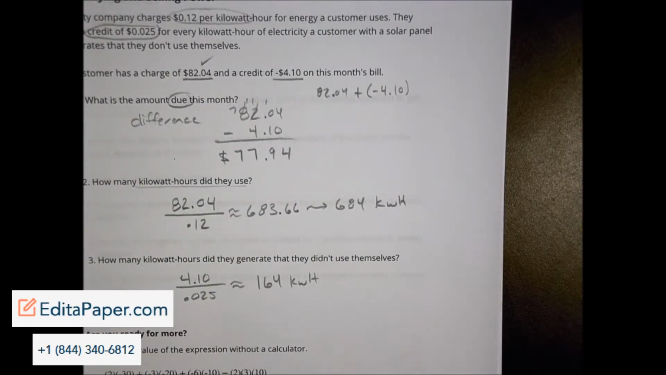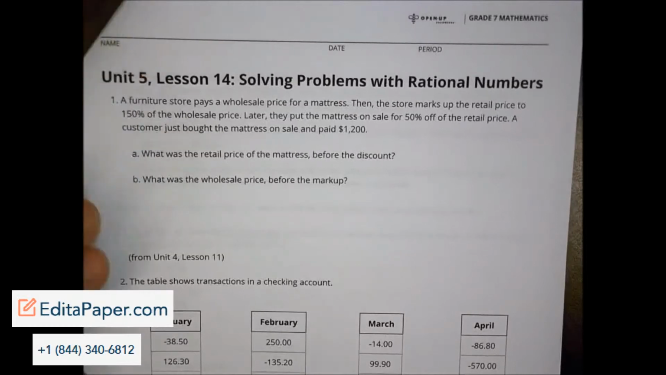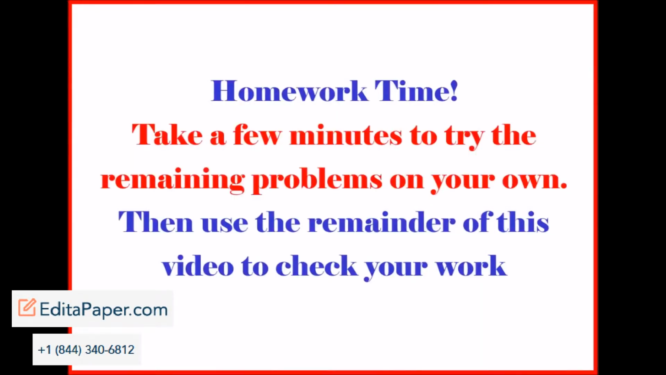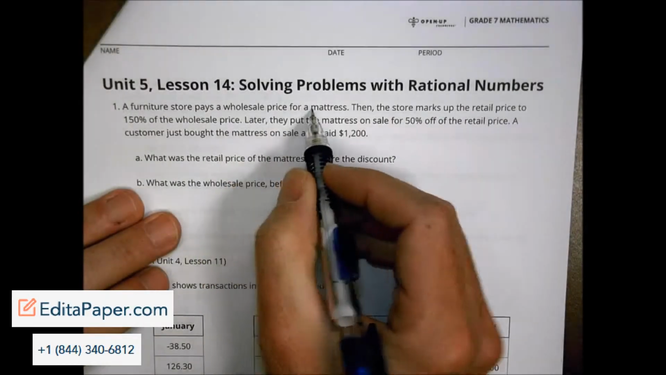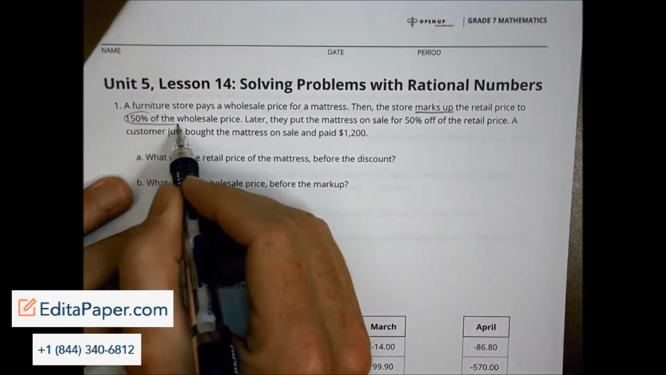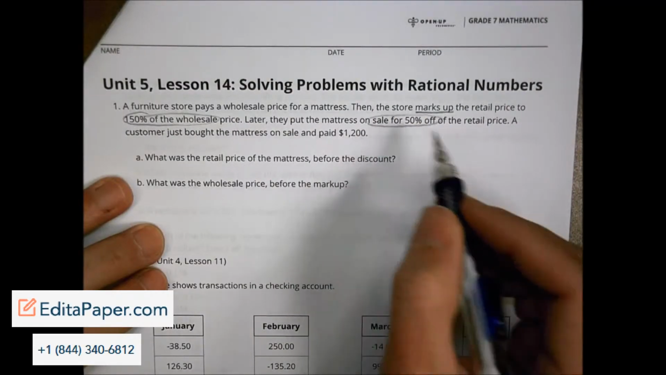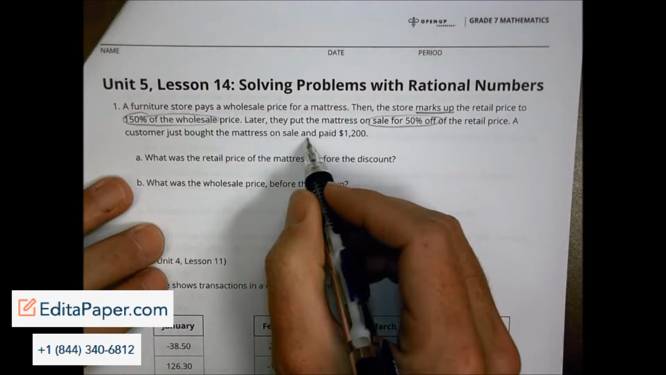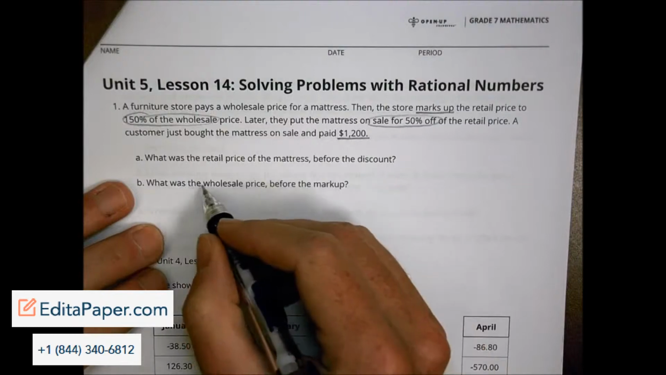All right, let's take a look at today's homework. A furniture store pays a wholesale price for a mattress. Then the store marks up the retail price to 150% of the wholesale price. Later, they put the mattress on sale for 50% off the retail price, and a customer just bought the mattress on sale and paid $1,200. What was the retail price of the mattress before the discount, and what was the wholesale price?